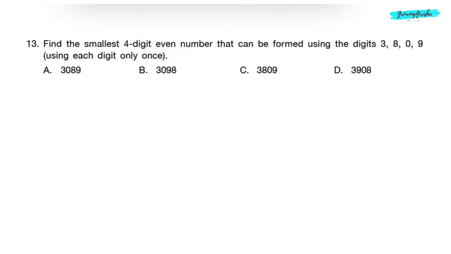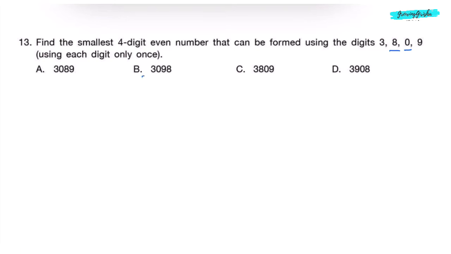Question 13. Find the smallest 4-digit even number that can be formed using the digits 3809 using each digit only once. Option B and D end with even numbers. Now, which is smaller, 3098 or 3908? Yes, 3098 is smaller. So, correct answer is option B.